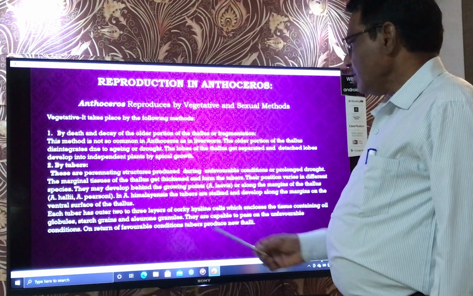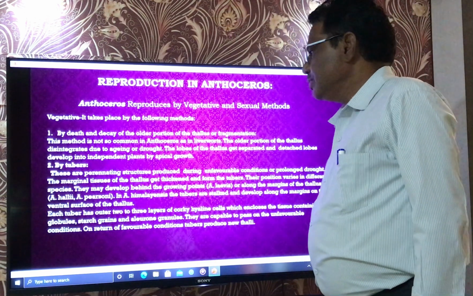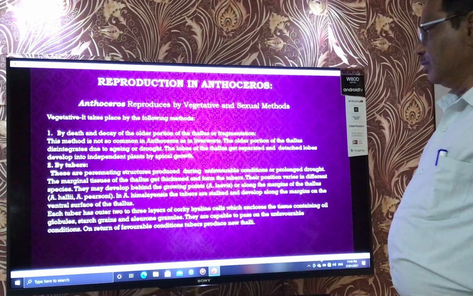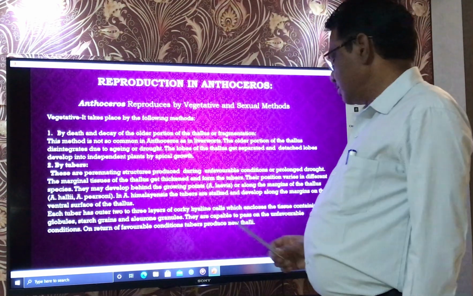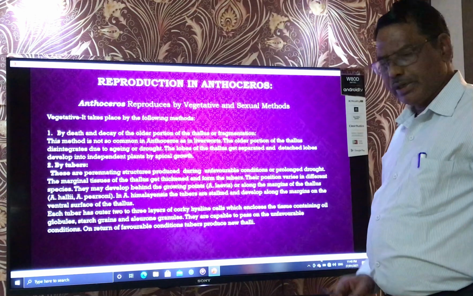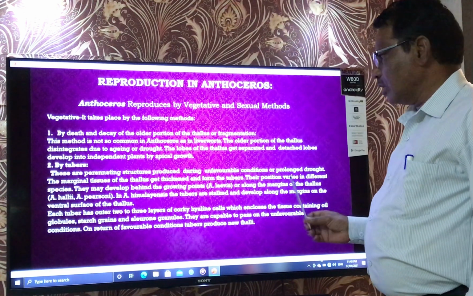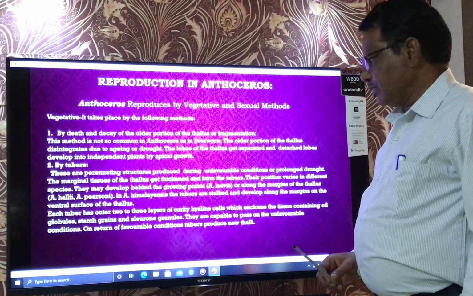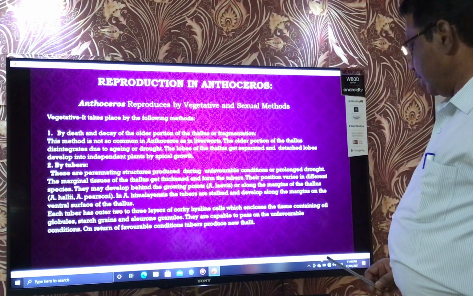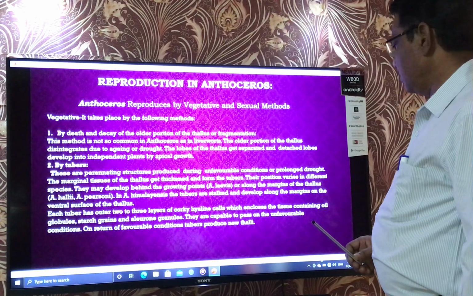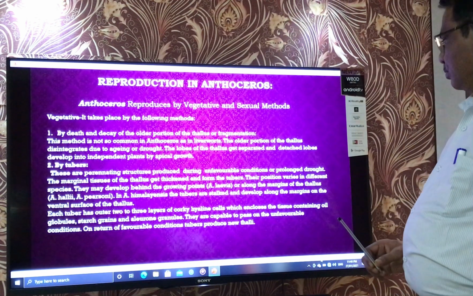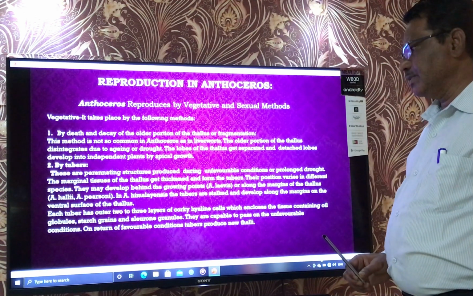Then the second method of vegetative reproduction is by tubers. These tubers are perennating structures produced during unfavorable conditions or prolonged drought. The marginal tissues of the thallus get thickened under such circumstances, and it results in the formation of tubers. Their position varies in different species.